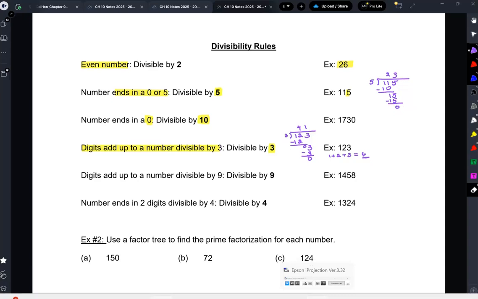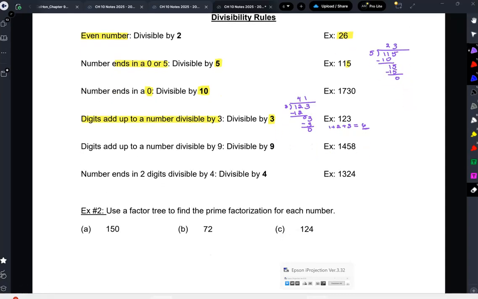So now, what about 9? It's the same as 3. If the digits add up to a number divisible by 9, then it's divisible by 9. So for example, look at this one. 1 plus 4 plus 5 plus 8. So this is 5 plus 5, 10, plus 8, 18. 18 is divisible by 9, so 1,458 is divisible by 9.